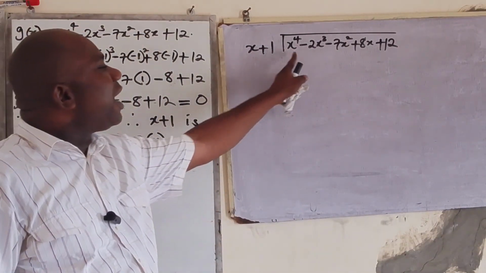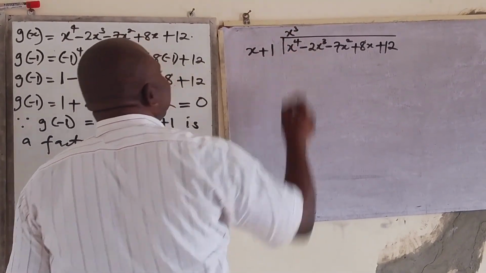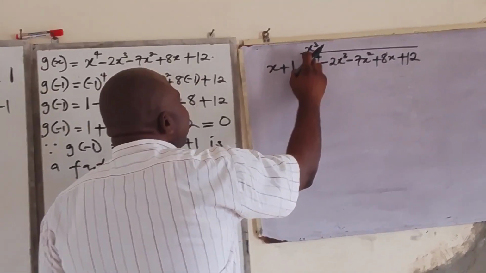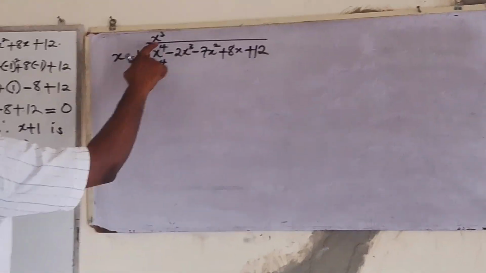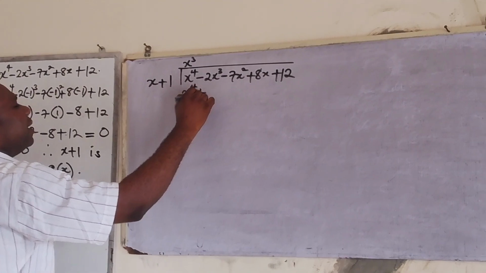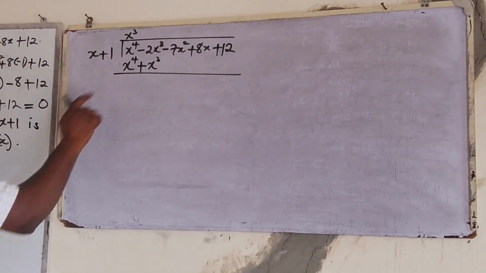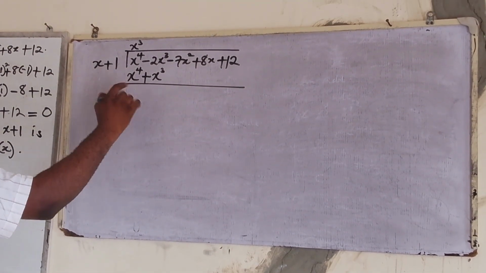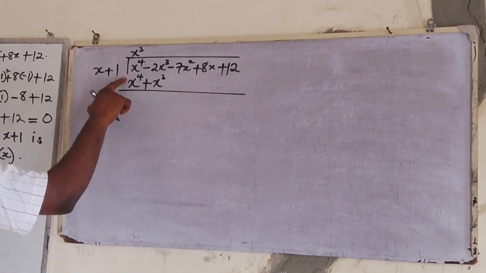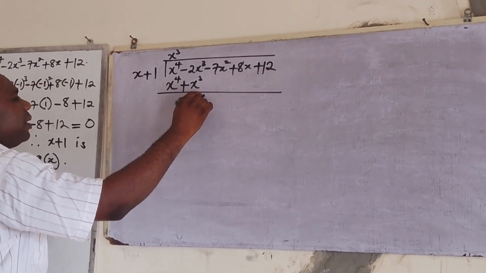Now x into x raised to the power of 4. That will give us x raised to the power of 3. Take notes. X raised to the power of 3 times x. That will give us x power 4. X power 3 times plus 1. That will give us plus x raised to the power of 3. Then here we have this. X power 4 minus x power 4 is gone. Remember I said there's a minus here. Minus 2x power 3 minus x power 3. That will give us minus 3x power 3.